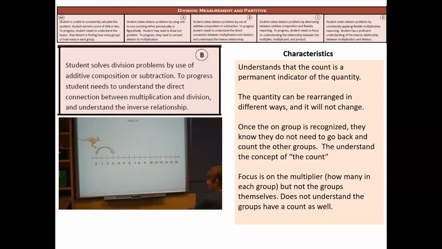But what's important to understand now is they still have to understand that relationship between multiplication and division, because the next concept they're going to be using is multiplying and dividing fractions. And if they're trying to use skip counting and additive composition, and they don't understand the inverse relationship between multiplication and division, they're going to have a really, really hard time, because the strategies they're using will be much more difficult to do when they're working with rational numbers.